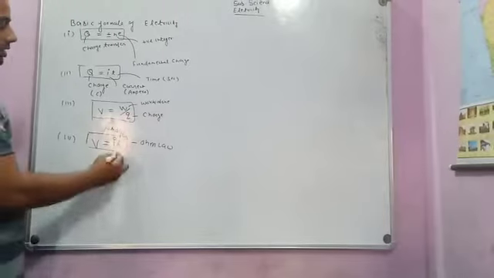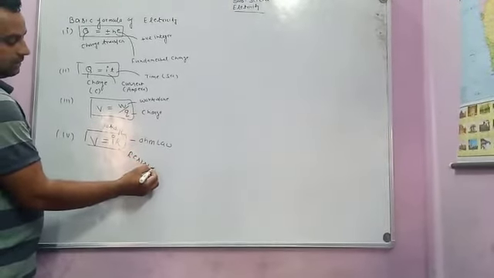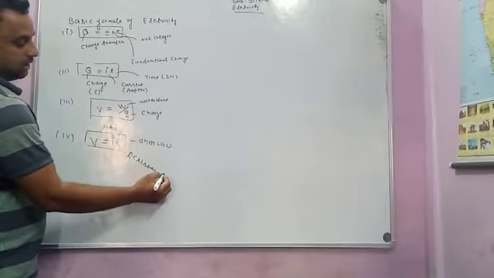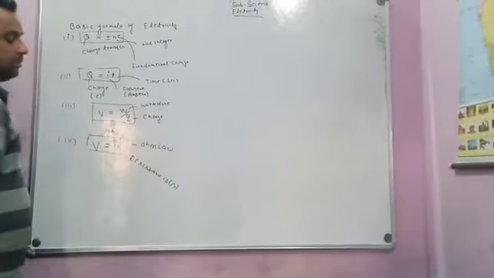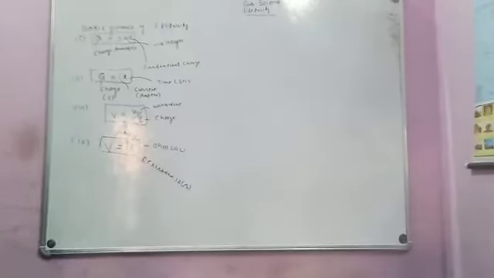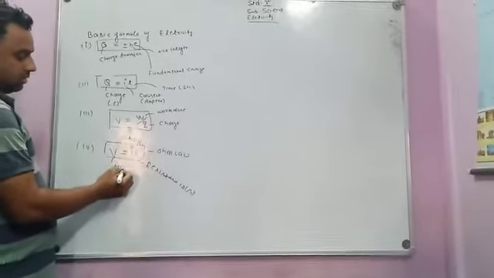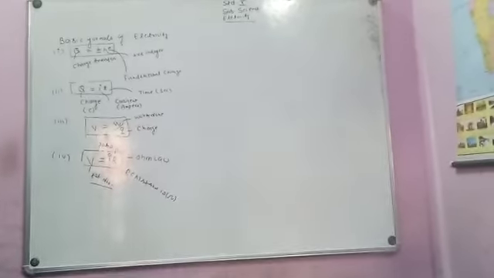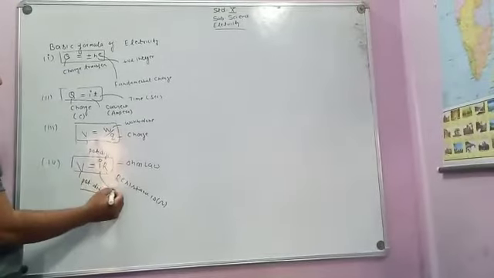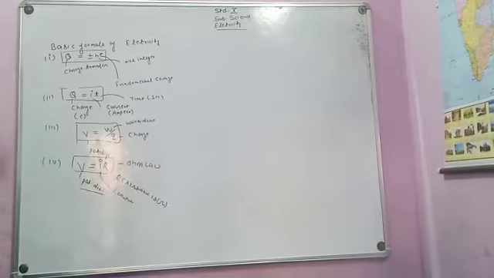And resistance is measured in ohm. It means we can say that the SI unit of resistance is ohm. V is the potential difference, and I is the current flowing in the conductor.